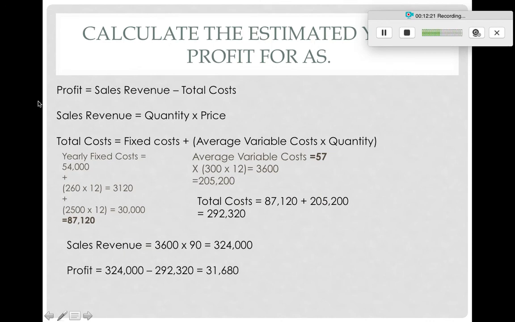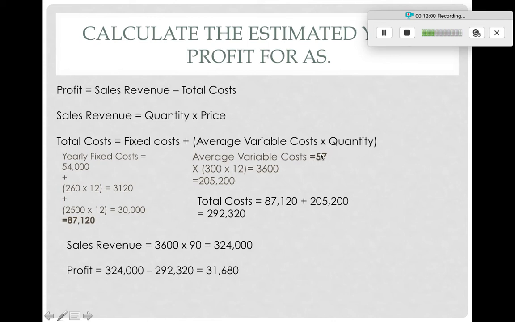So calculating the estimated profit. Now I know profit is sales revenue minus total costs. Sales revenue is quantity times price, and the total costs are the fixed costs plus the average variable cost times quantity. So first of all, I've identified my yearly fixed costs. Okay, so some things I have to multiply up by 12. The salaries were already as a yearly figure, 54,000, plus the utilities and electricity multiplied up by 12, which was 3,120, plus the rent multiplied by 12, which was 30,000. So that gives me a fixed yearly cost of 87,120.